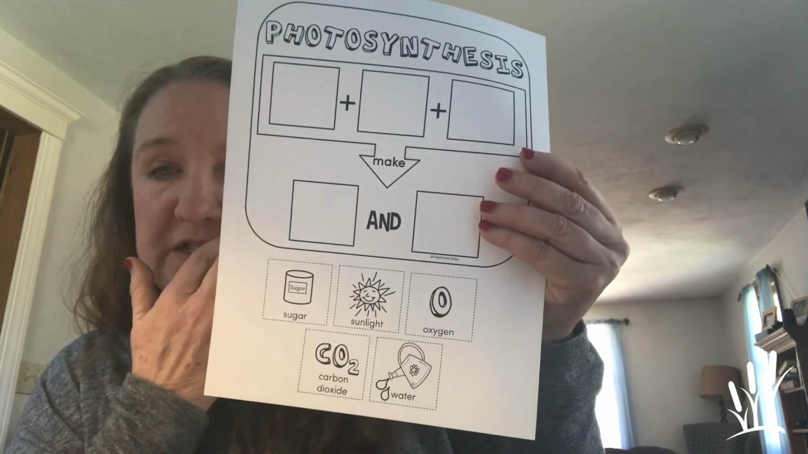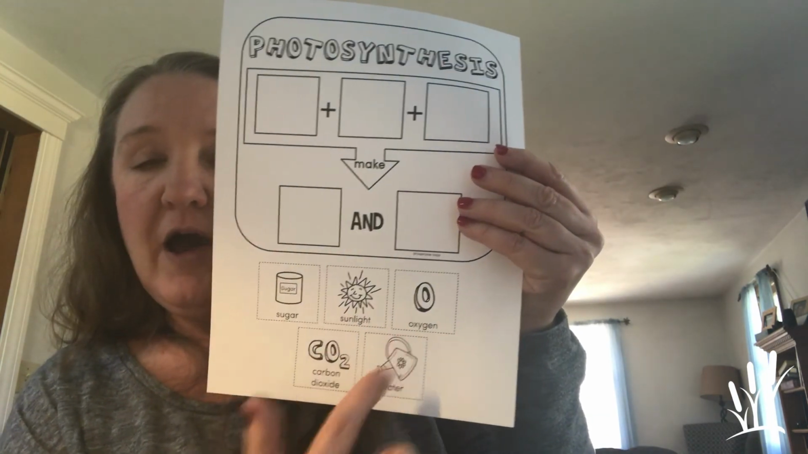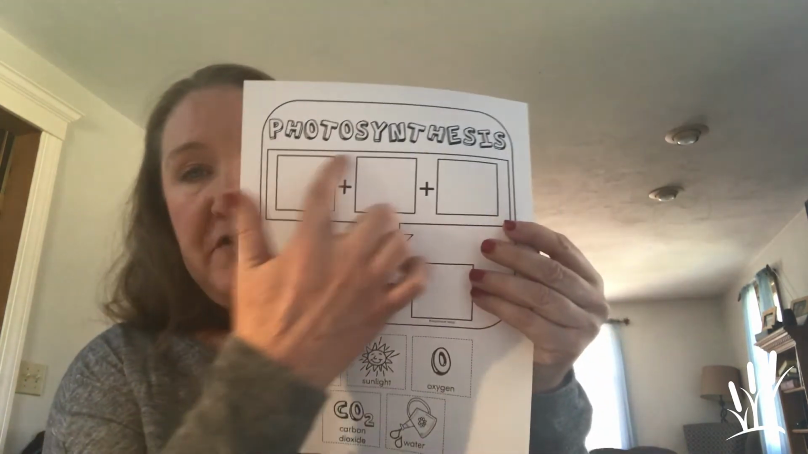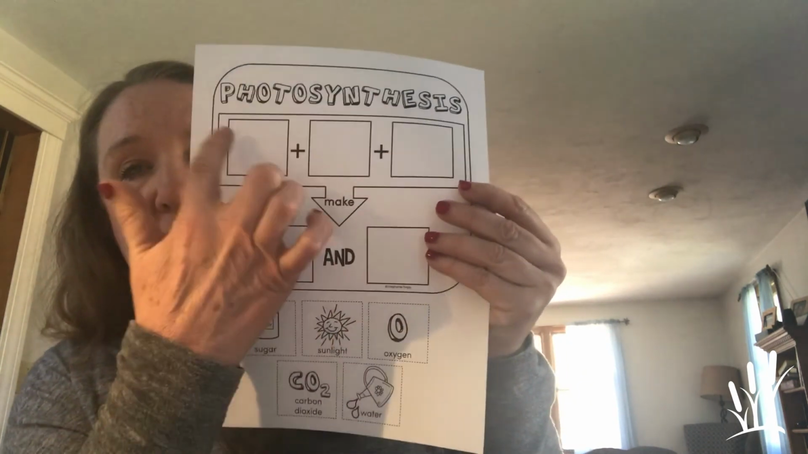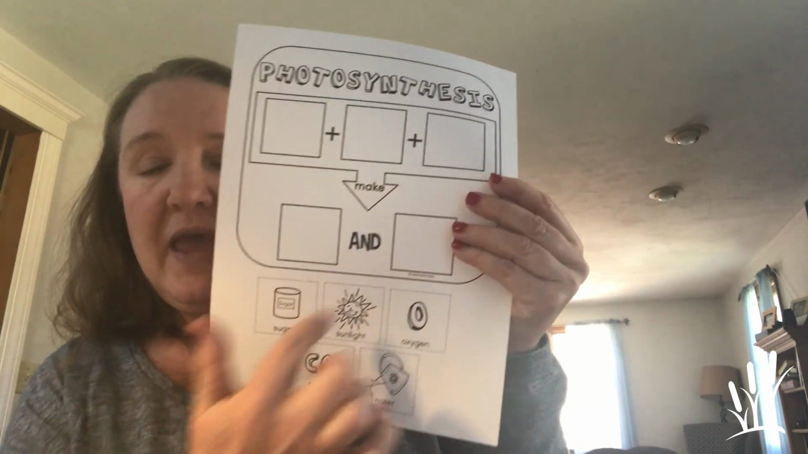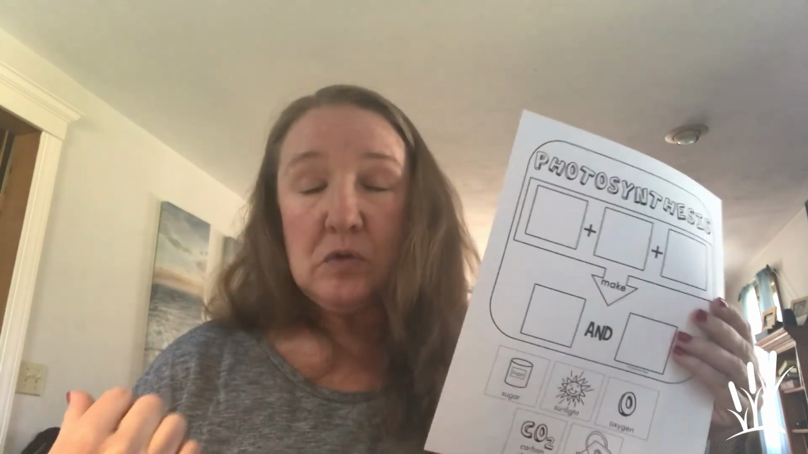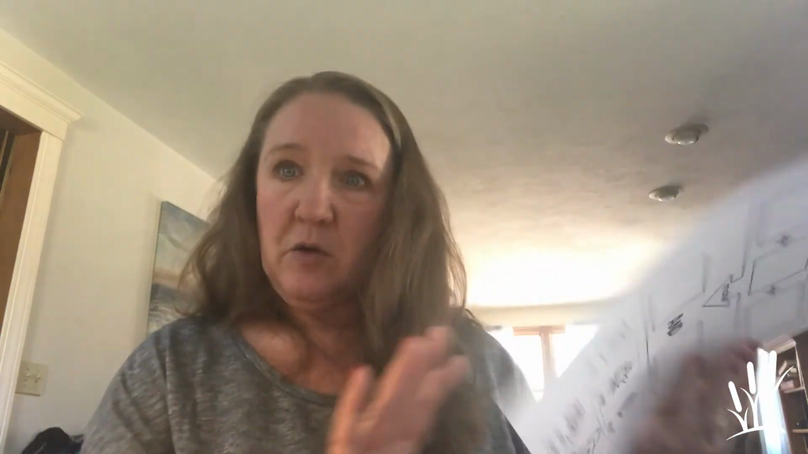And this is our work for today. So you're going to cut out these things. So we have sugar, sunlight, oxygen, carbon dioxide, and water. So we're going to say photosynthesis, you have to take carbon dioxide, water, and sunlight up here. And it makes sugar and oxygen. So it makes food for the plant to keep growing. And it also gives us oxygen so that we can breathe.